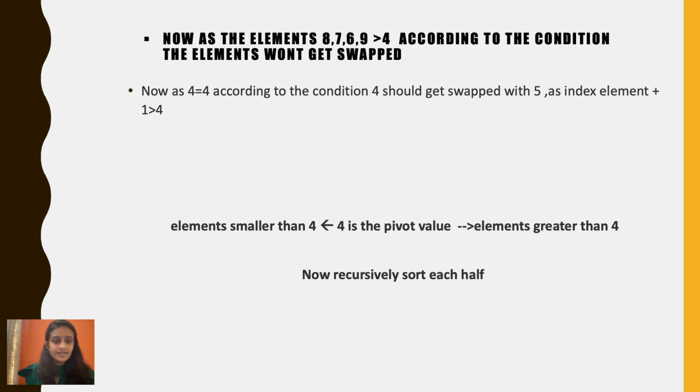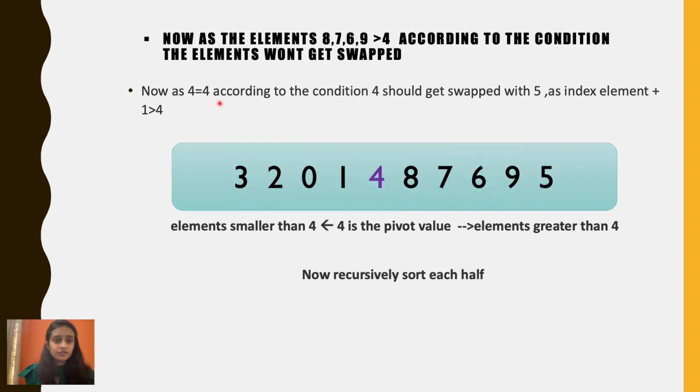Now as elements 8, 7, 6, 9 are greater than 4, according to the condition the elements won't get swapped. Now as 4 is equal to 4, according to the condition 4 and 5 should get swapped, as the index element plus 1 is also greater than 4. Here you can observe in the table that 4 and 5 have been swapped. So 4 is the pivot value and the elements to the left side are smaller than 4, and the elements to the right side of the pivot value are greater than 4.